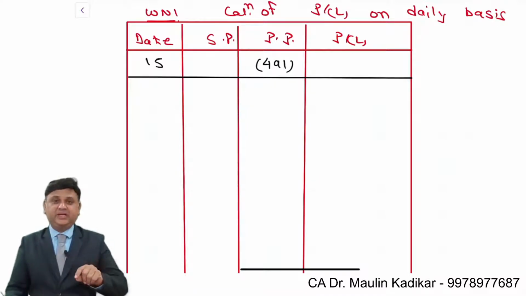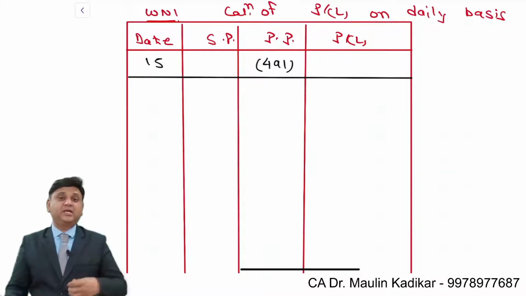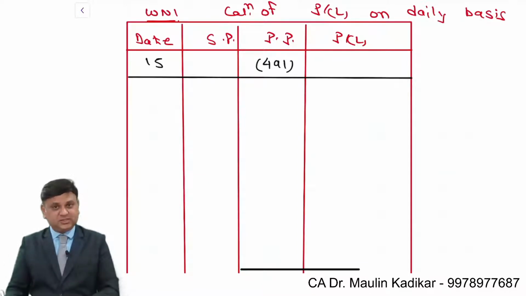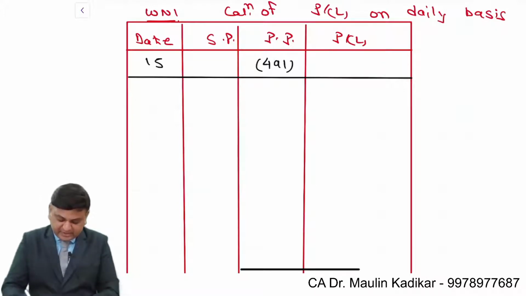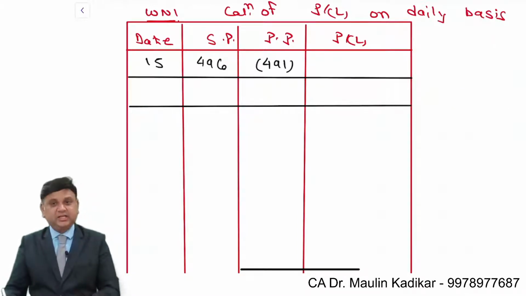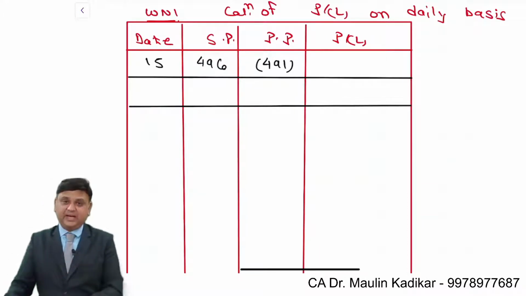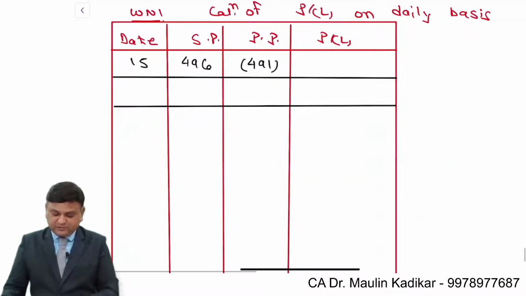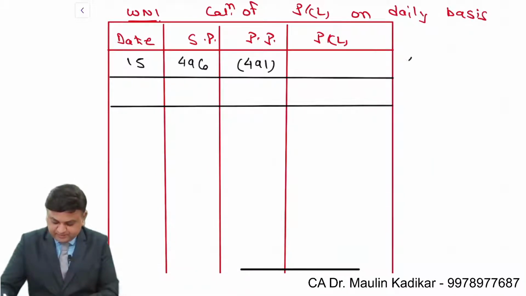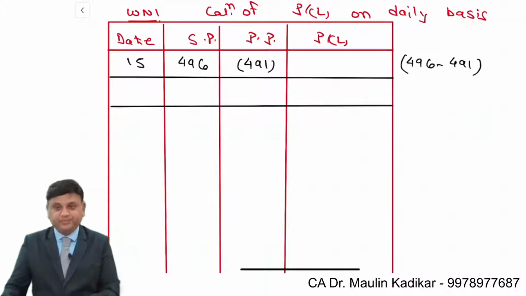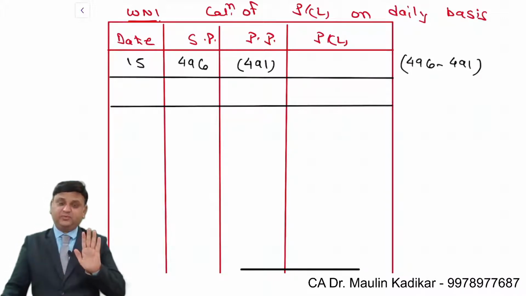And assuming that at the closing price, as if you are going to square off the contract, they will compute the profit or loss. The closing price is 496. So assuming that is the price at which you are going to sell and square off the contract, profit or loss will be calculated. So what would be the profit or loss? 496 minus 491. So there is a profit of 5 rupees per share.